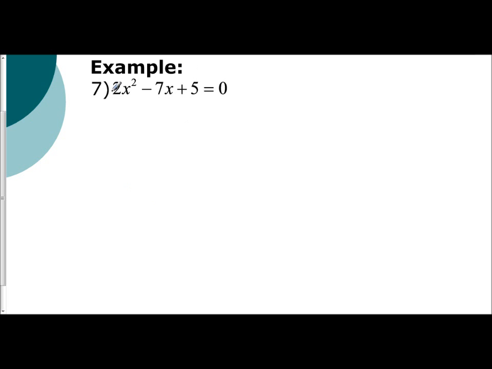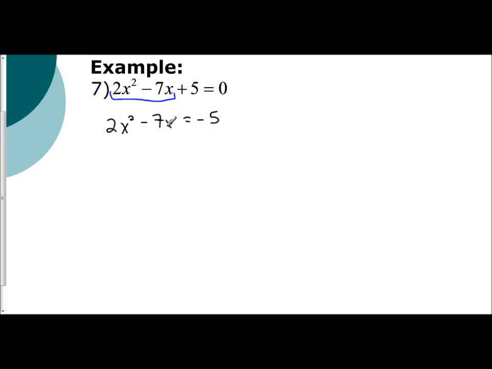And the most basic idea was the quadratic and linear term need to be isolated. The constant needs to be moved to the other side. And so what I'm going to do is subtract that 5. So I get 2x squared minus 7x equals negative 5.